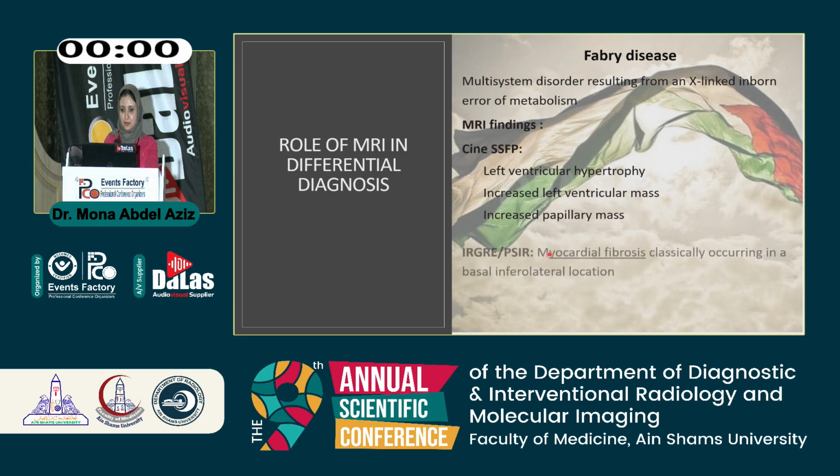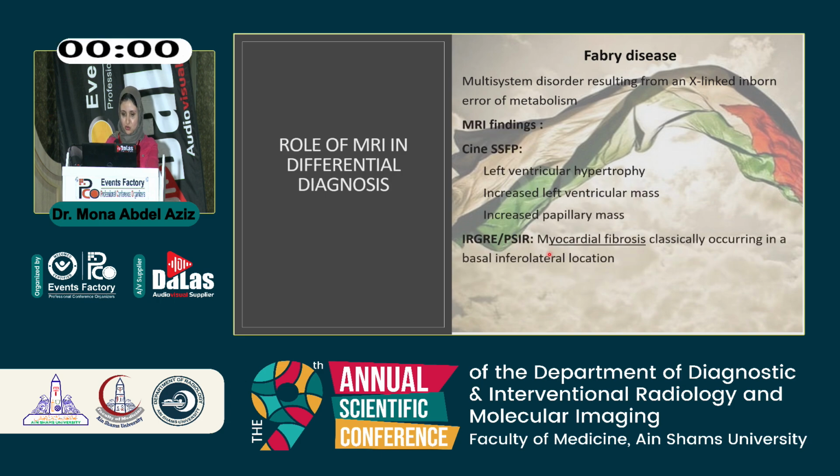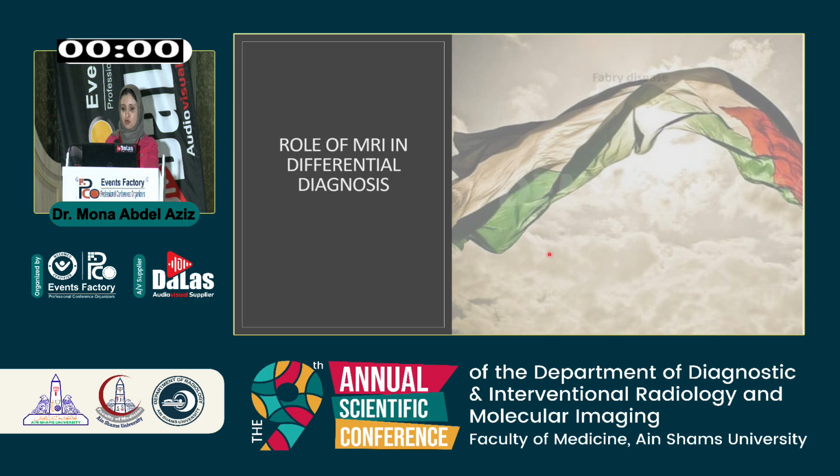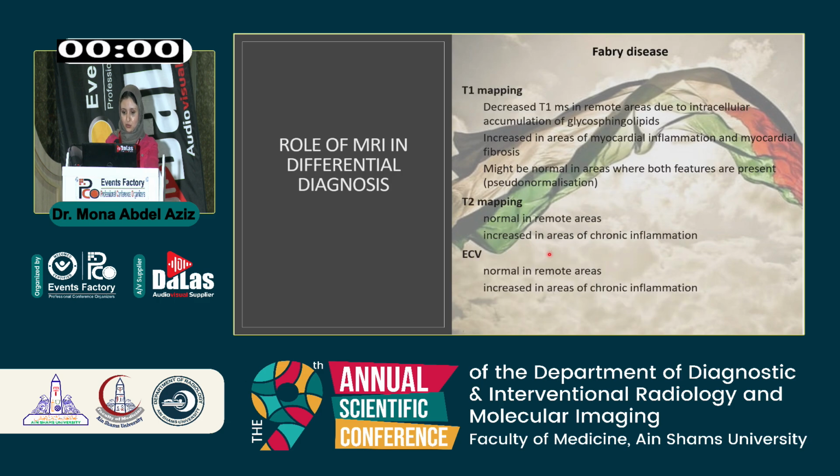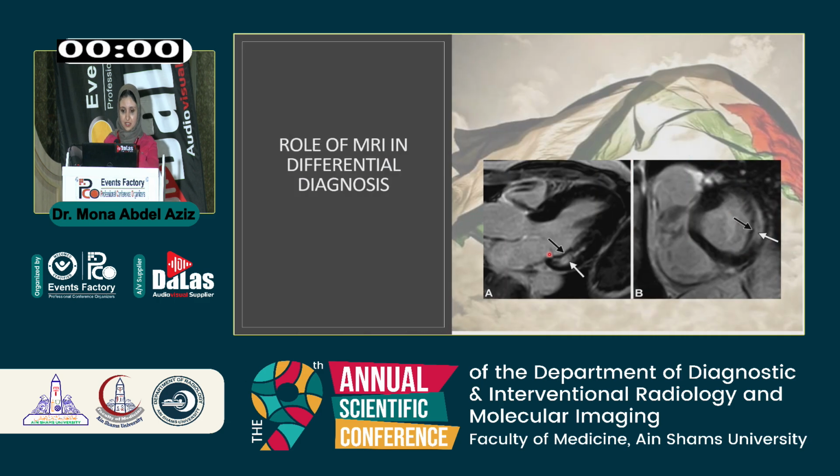The last is Fabry disease, which is a multi-system disorder. It can also be differentiated by MRI criteria. The Cine images demonstrate left ventricular hypertrophy, increased left ventricular mass, increased papillary mass, and myocardial fibrosis, which has a very specific pattern involving the basal infralateral walls. This is a typical pattern for the fibrosis affecting the basal infralateral walls in Fabry disease.